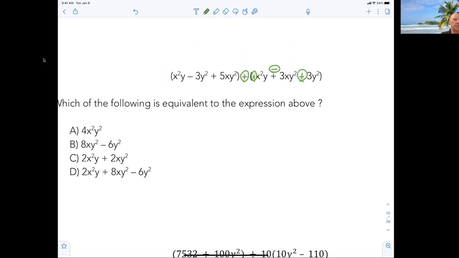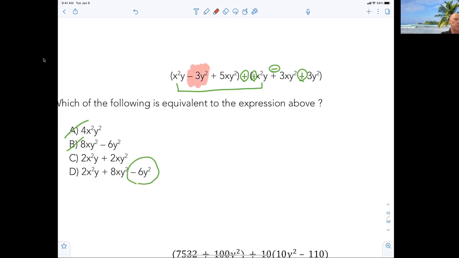Now you're just combining like terms. 1x squared y plus 1x squared y is what? 2x squared y. So automatically I know it's not A or B. Now for me, I'm just checking on the y squareds, the negative 6y squared.